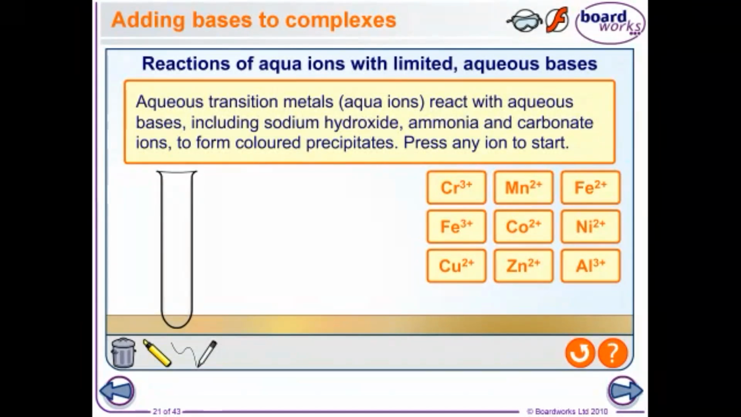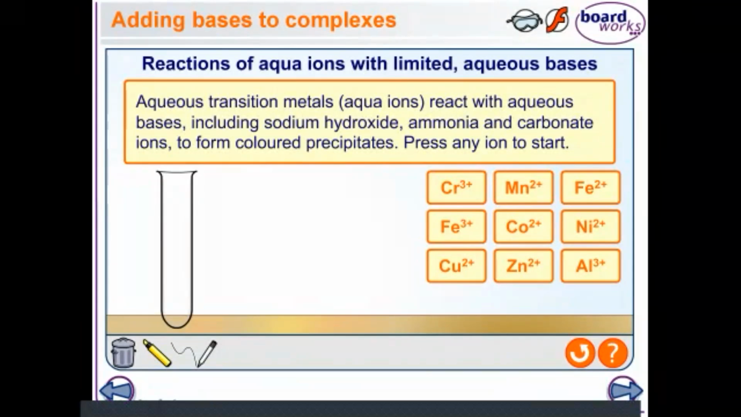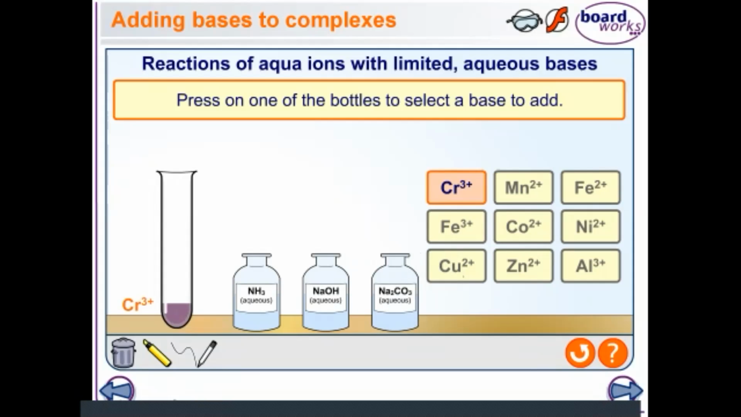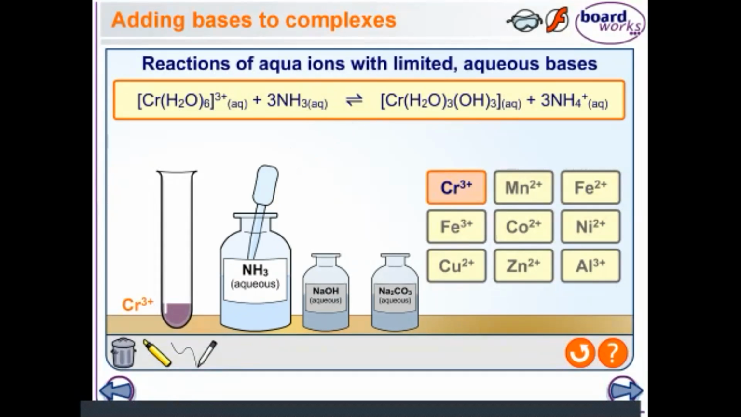Now let's start with chromium. Let's see what will happen if we use chromium and we add ammonia. This is the color of the chromium aqua complex. When we add ammonia, let's see what will happen.